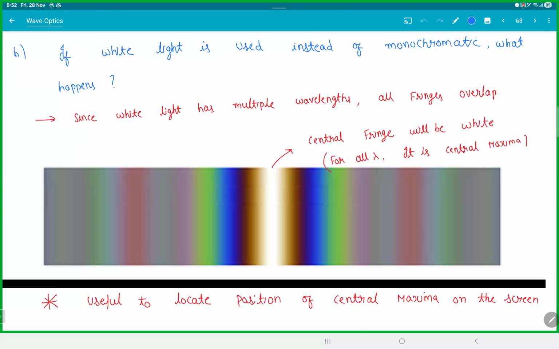This is a white light. This is how the pattern will look if you use white light. The central fringe will be white and the rest of the thing will get messed up. So this thing actually has a use. Central fringe is the only point where for all the wavelengths it is a central maxima. So white light is used to find the position of central maxima. Are you getting it? So before doing a YDSE experiment, people shine the white light. They'll get a white spot. So they mark that as x equal to 0. And then they start the experiment with monochromatic wavelength.